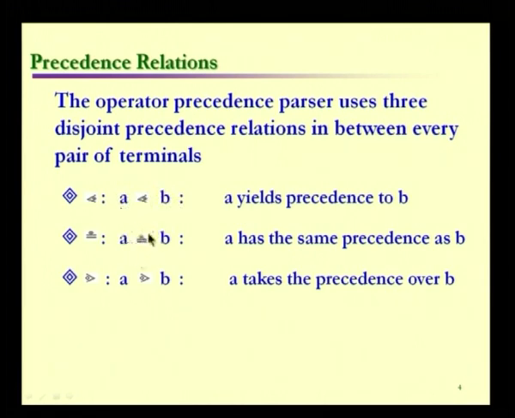If you find equal, it conveys that A and B are precedentially equal. And greater than shows that A is precedentially greater than B, which means A is taking the precedence from B. That is what we call A precedentially greater than B. Those are the three kinds of relations as far as the operator precedence grammar is concerned.